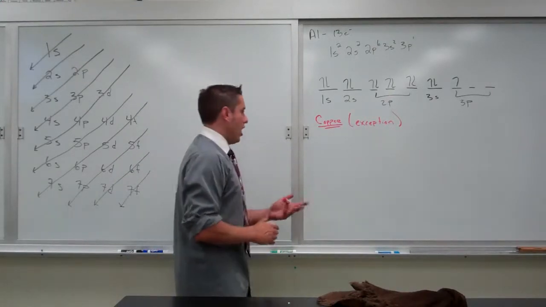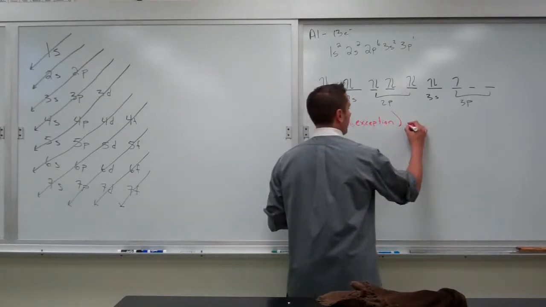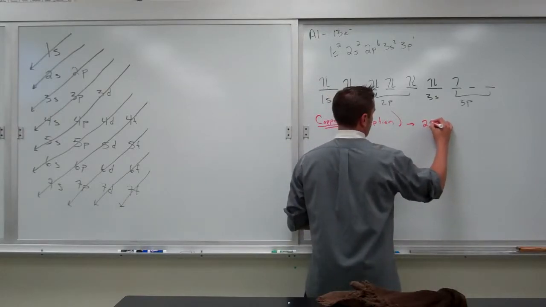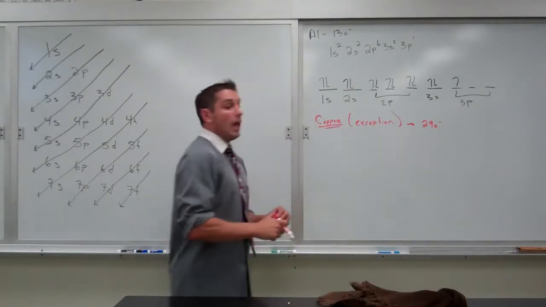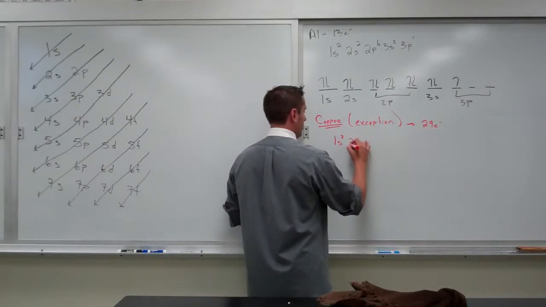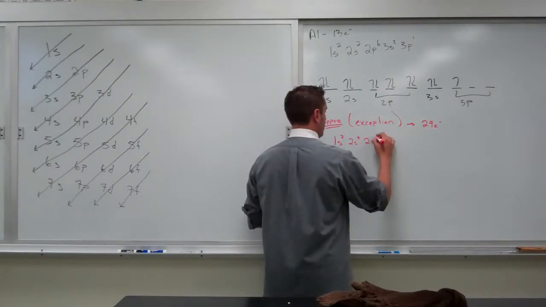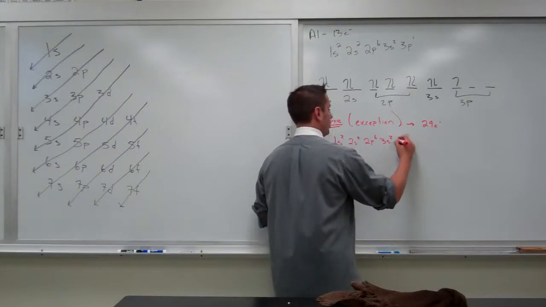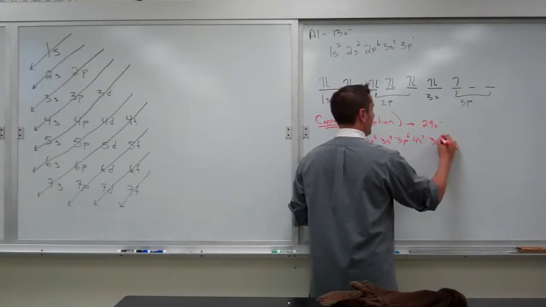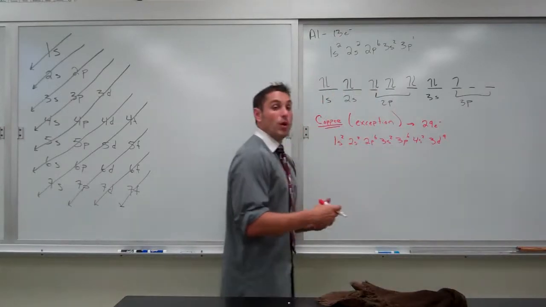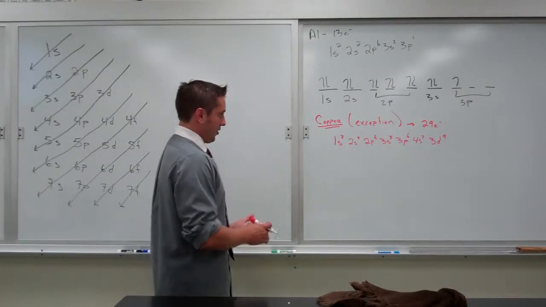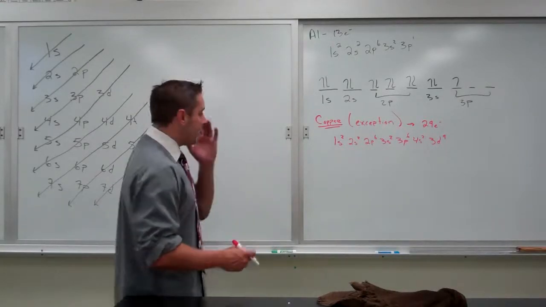If I'm going to draw copper, copper has 29 electrons. If I start with an electron config, 1s2, 2s2, 2p6, 3s2, 3p6, 4s2, 3d9 is what we would think copper is. It is in fact not 3d9. And here is why.